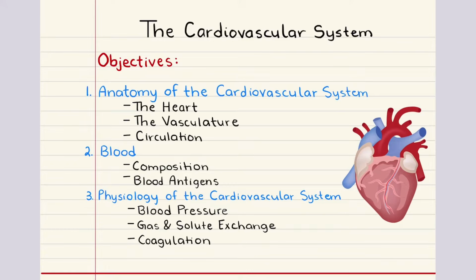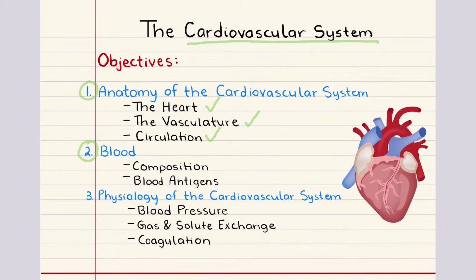Today we're going to cover chapter 7 for our MCAT biology playlist, and this chapter is titled The Cardiovascular System. In this chapter, we're going to cover the following objectives. First, we're going to talk about the anatomy of the cardiovascular system. That includes the heart itself, the vessels that carry the blood throughout the body, known as the vasculature, and the overall circulation pathway that connects everything together.